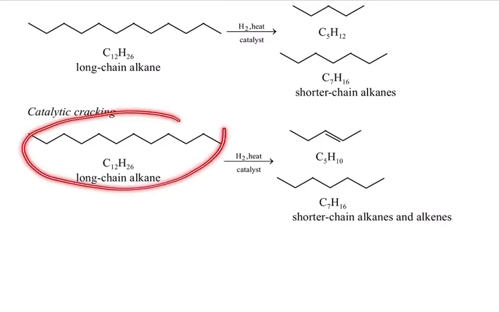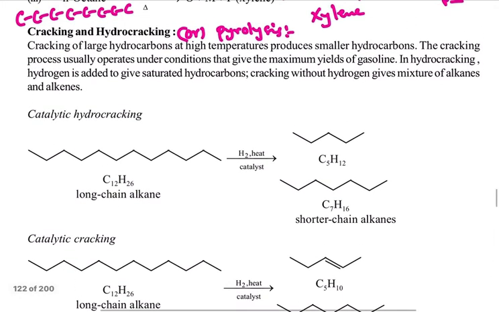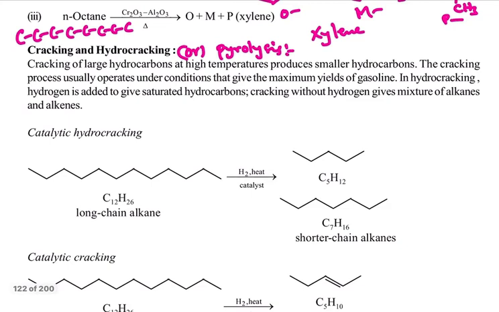So here 12 carbons are there. When you heat that, you get C5H10 and C7H16. Like that, you may get alkanes or alkenes. One bigger molecule is converted into simpler molecules in the presence of high temperature. That is called cracking. In hydrocracking, hydrogen is added to give saturated hydrocarbons.